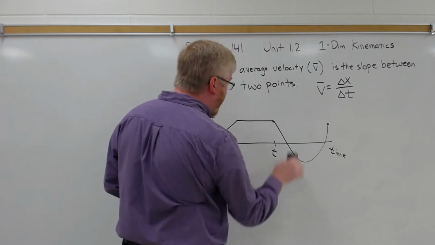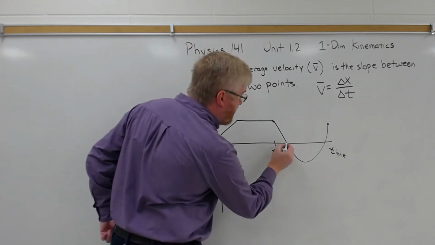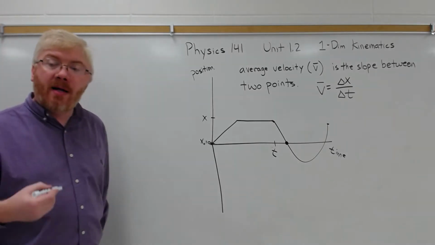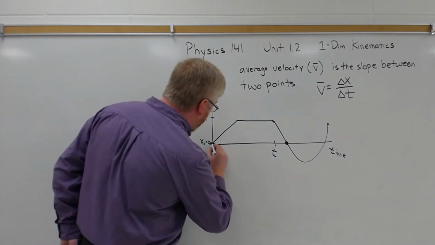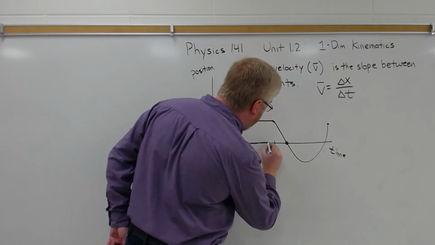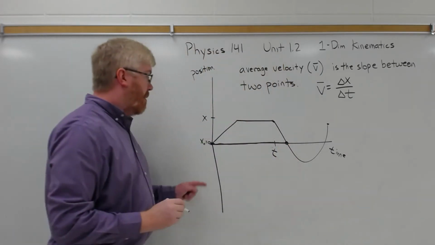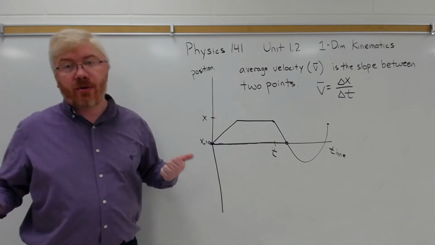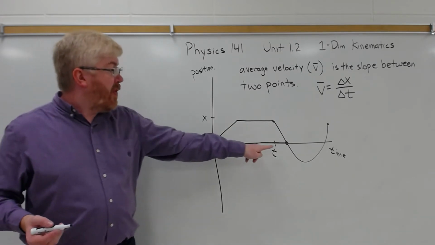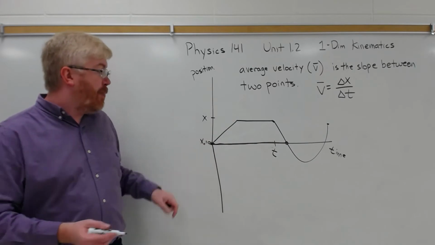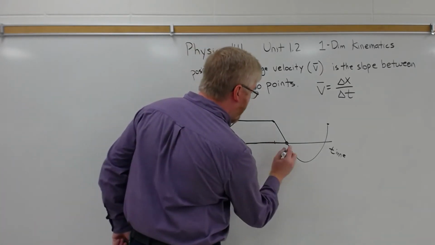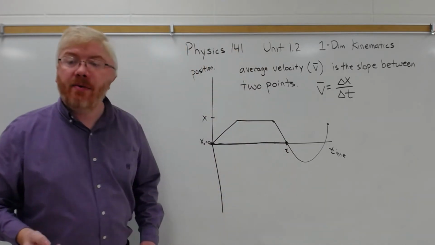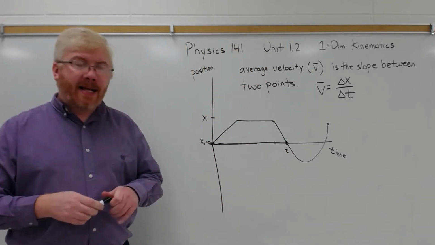What if instead I want to know what the average velocity is between the initial position and that position? Well, I have to draw a line between those 2 points. The slope of that line is 0. It's a horizontal line. It has no slope, or slope 0. So the average velocity between that point and this point, t here now, is 0. And that kind of makes sense if you think about it.